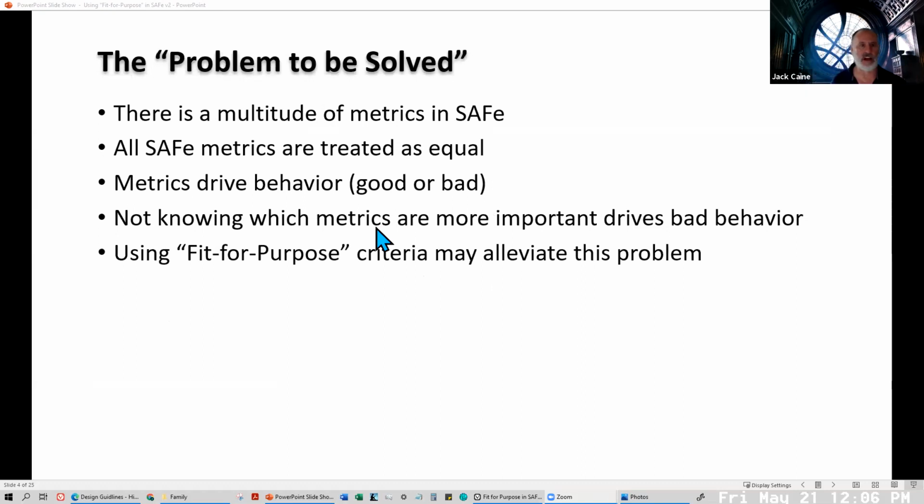So the problem to be solved: there's a multitude of metrics in SAFe. All SAFe metrics are treated as equal, it seems, sometimes. Metrics can drive behavior, both good or bad, and not knowing which metrics are more important very well may drive bad behavior. So maybe we can use Fit for Purpose criteria to alleviate this problem.